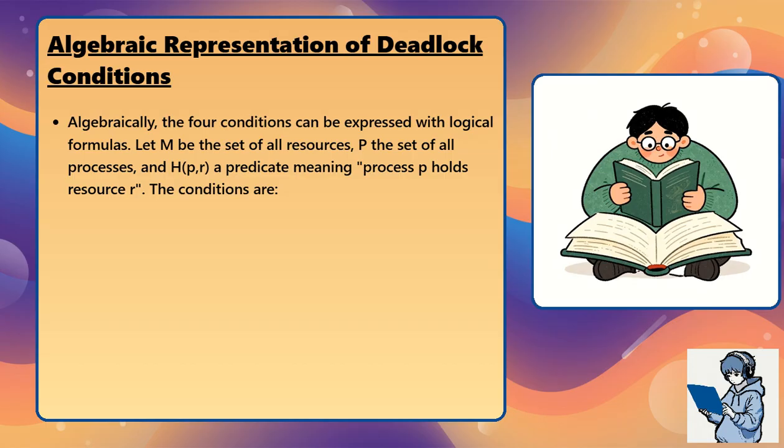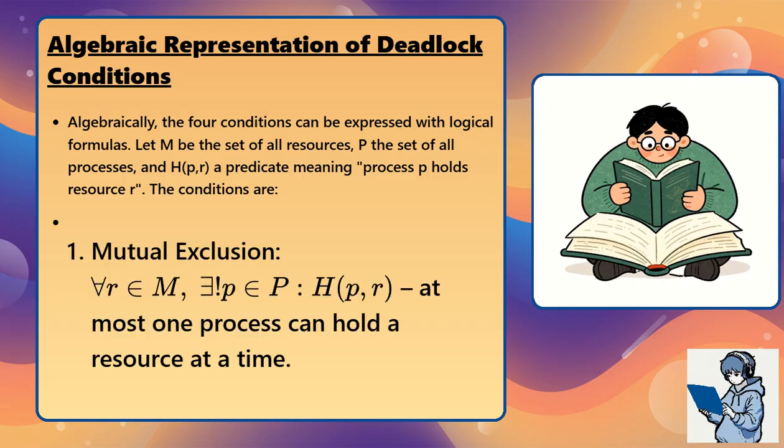Algebraically, the 4 conditions can be expressed with logical formulas. Let M be the set of all resources, P the set of all processes, and H(P, R) a predicate meaning process P holds resource R. The conditions are: mutual exclusion. For all R in M, there exists exactly one P in P such that H(P, R). At most, one process can hold a resource at a time.